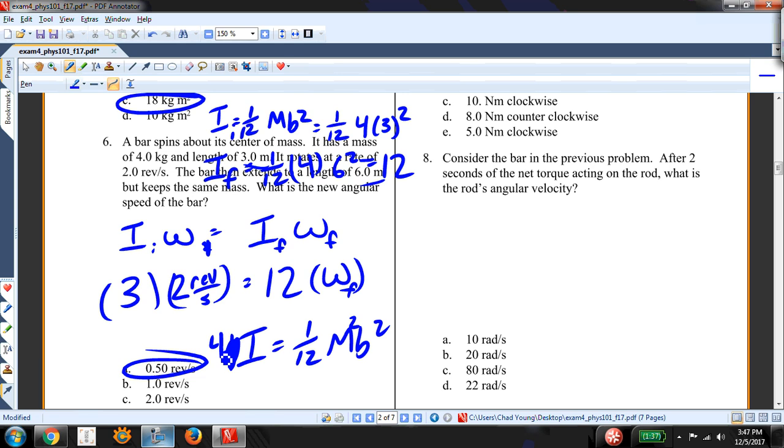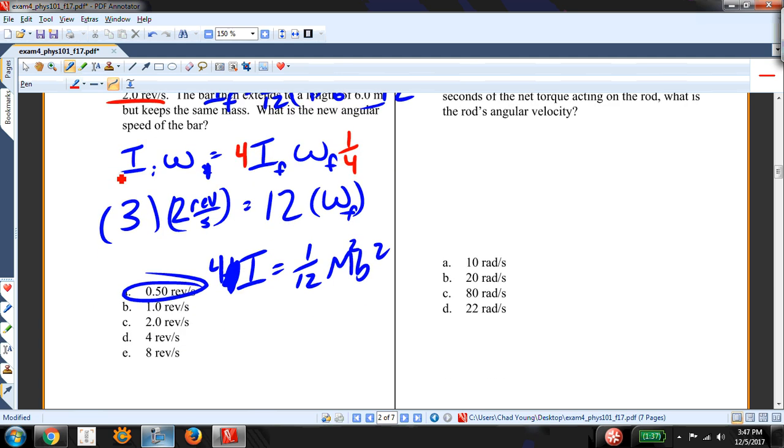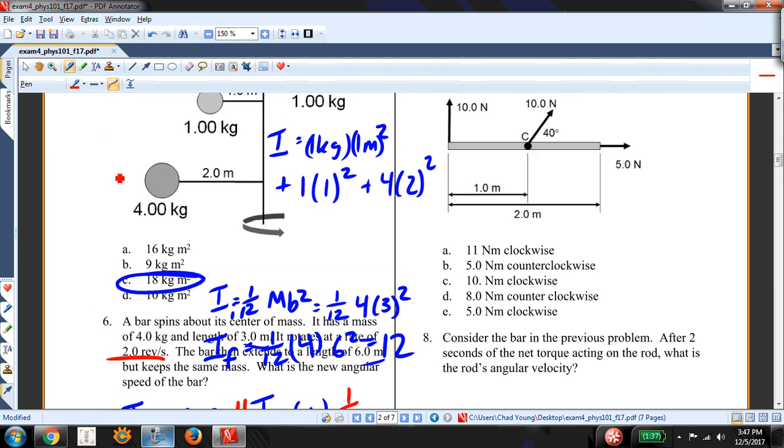And so if I goes up by a factor of 4, then that means this has to go down by a factor of a quarter. And indeed, it was 2 revolutions per second. Now it's going to be a quarter of that, which is a half a revolution per second.